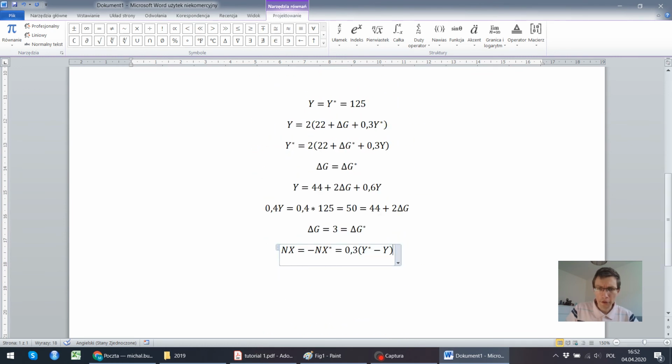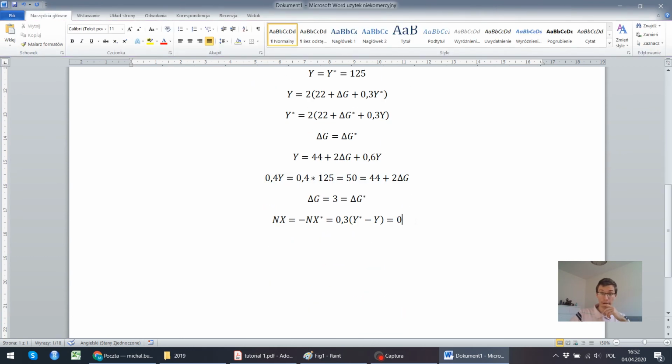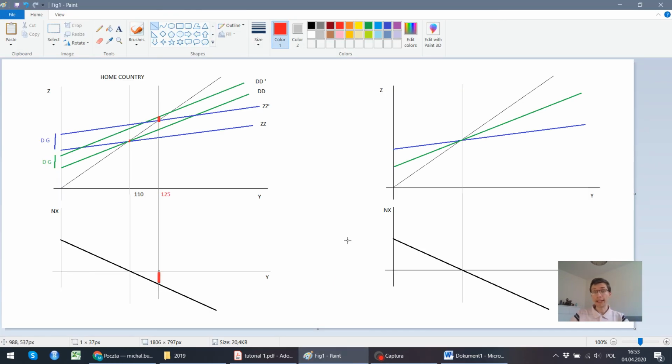And is of course going to be equal to 0. Okay, so coordination of fiscal policies caused that there is no trade surplus nor a trade deficit in either of the two countries. So the home country does not have a trade deficit, while the foreign country has no trade surplus in this particular situation. Fantastic. So now what our graphical analysis tells us.